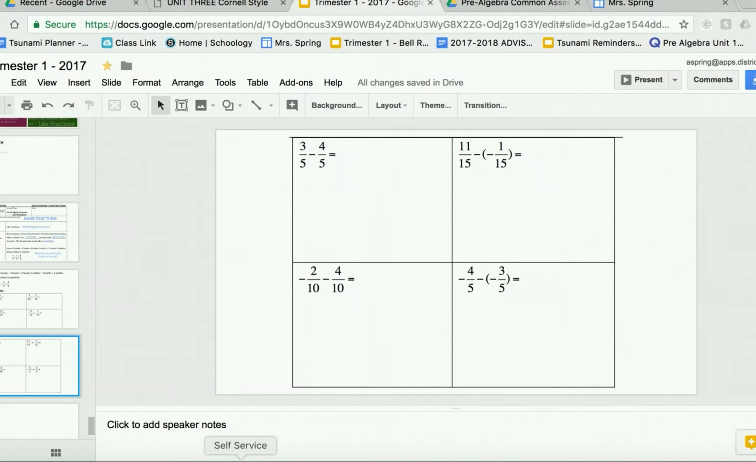And the last one, negative 4/5 plus 3/5, we end up in the negatives because there's more bad guys. Negative 1/5 is your answer.